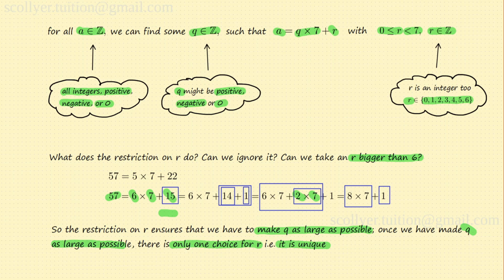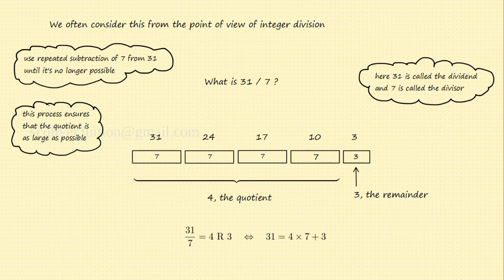So if we choose Q to be 5, which is smaller than the maximum possible 8, then we can make 57 by 5 times 7 plus 22, which is different to the 15 which we used originally. We don't get a unique R if Q is not as large as possible. Now, we can also consider this from the point of view of integer division. Whereas integer multiplication is equivalent to repeated addition, integer division is equivalent to repeated subtraction.